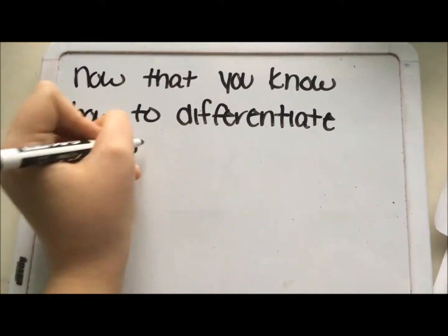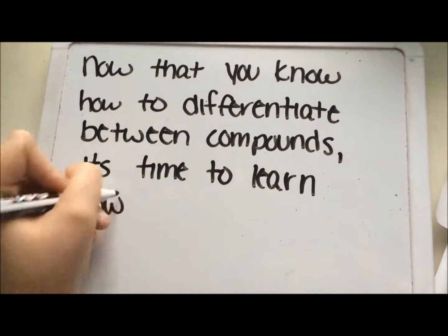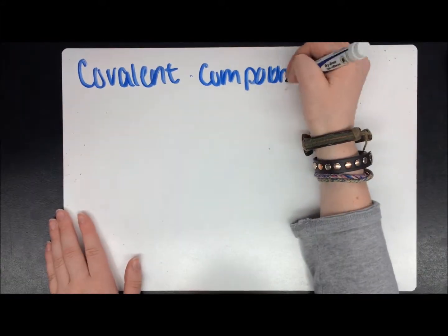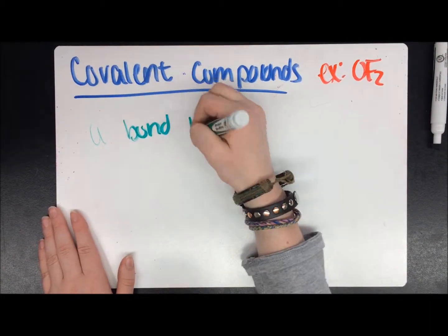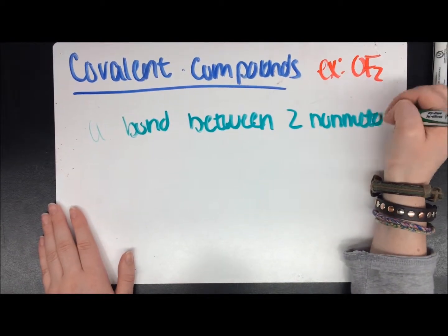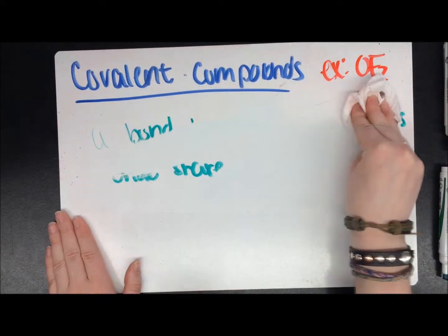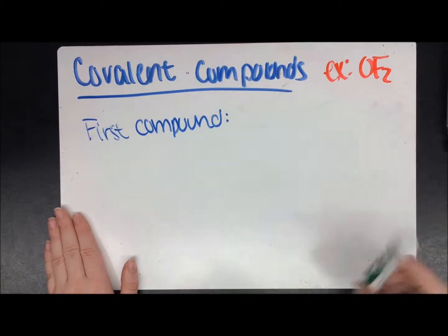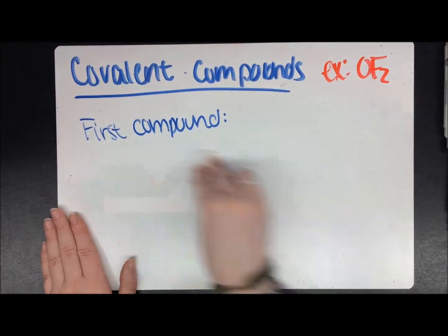Now that you know how to differentiate between compounds, it's time to learn how to name them. A covalent compound is a bond between two nonmetals that share electrons. An example of a covalent compound is OF2. So, how do we name this?